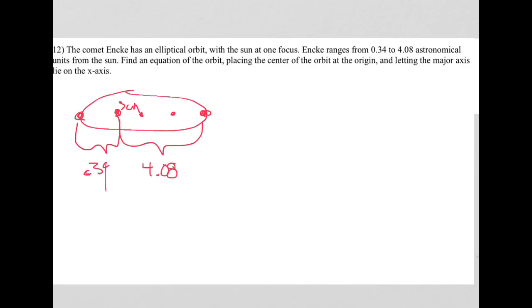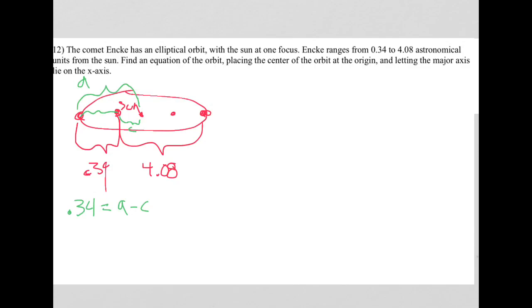And from the sun to that other vertex, it's going to be 4.08. And so let's think now about what we know. This distance right there from the center to the vertex is A, which means that this distance right there is C. The center to the focus is C. So that means that this distance right there from the sun to the vertex, aka that 0.34, has to equal A minus C. I hope you see that.